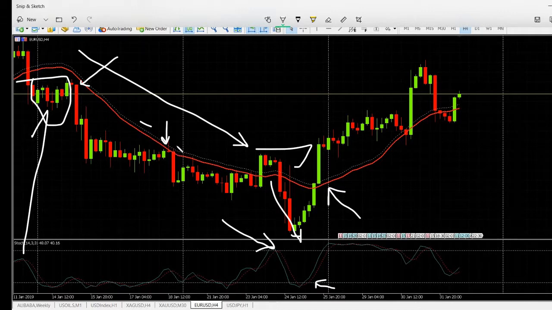You sold, put your stop loss above here. You sold, put your stop loss here. You bought, put your stop loss here. You entered the market as a buy, put your stop loss under this. You entered the market as a buy, put your stop loss here.